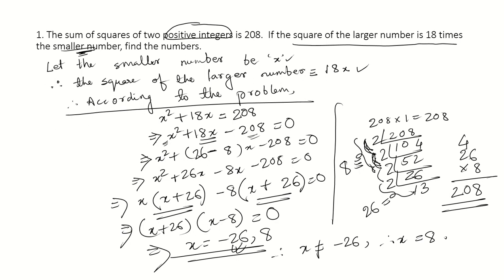If x has to be 8, it's given the square of the larger number is 18x. So what will be the other number then? Therefore the other number will be square root of 18 cross 8. After that it is just a calculation, I guess you can do it. So 18 can be written as 2 cross 3 cross 3. 8 can be written as 2 cross 2 cross 2.